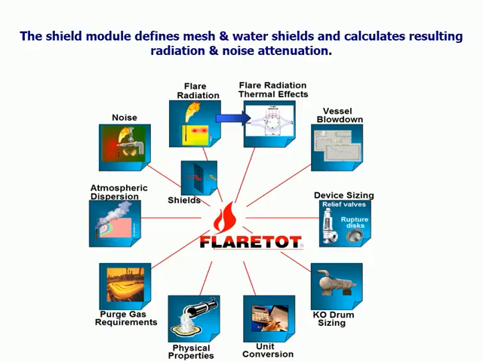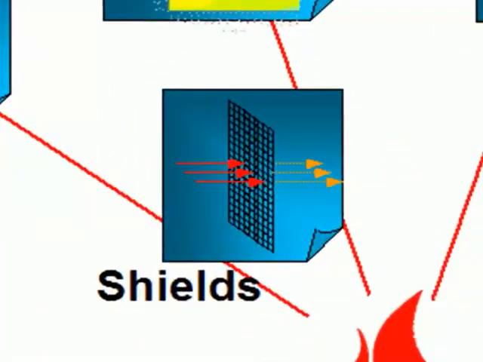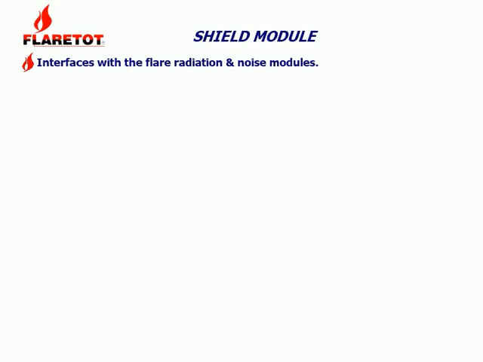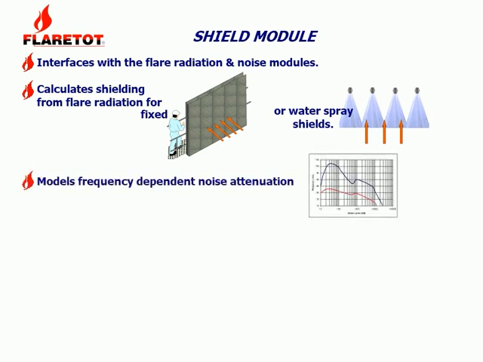Here, you can define mesh and water shields. These attenuate both calculated flare radiation and noise, if the shield is active. The shield module is used by the flare radiation and noise calculations. Both fixed and water curtain type shields are supported. Any number of shields can be defined. Both flare radiation and noise attenuation are calculated. Noise reduction is applied by a frequency-dependent curve.